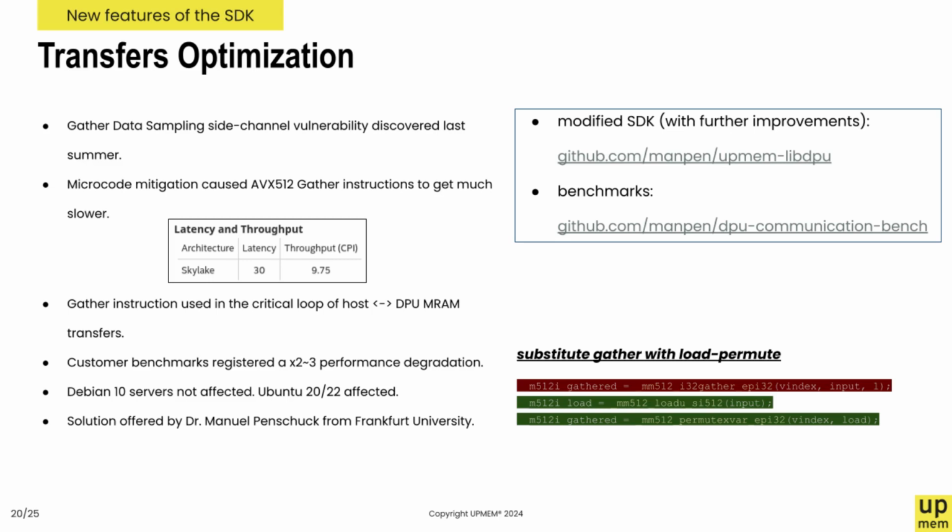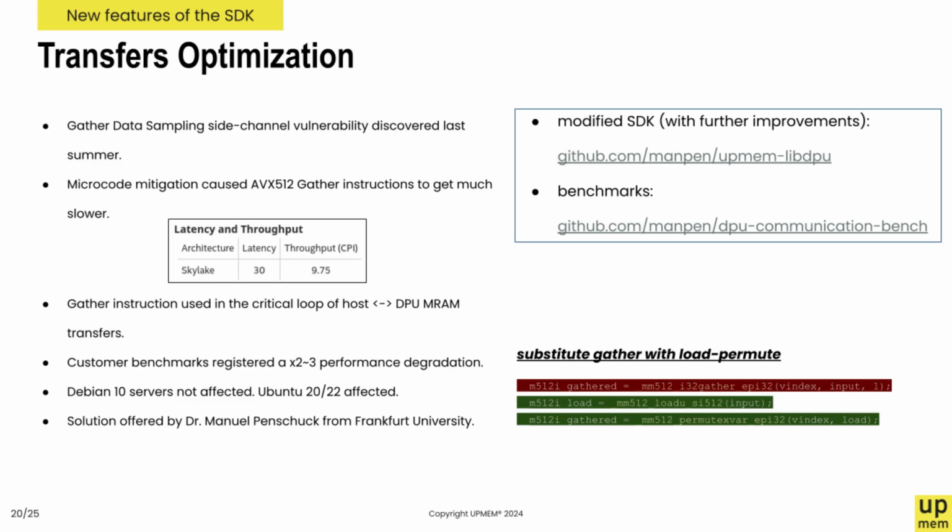That's mostly because on our cloud, we are still using Debian 10, whereas those users were using Ubuntu 20 or Ubuntu 22. And what happened last summer is that Intel deployed security mitigation to the microcode of their CPUs. And this caused gather instructions to really slow down. I mean, now they announced that it takes 30 cycles to do a gather instruction. And that's what was causing the issue.